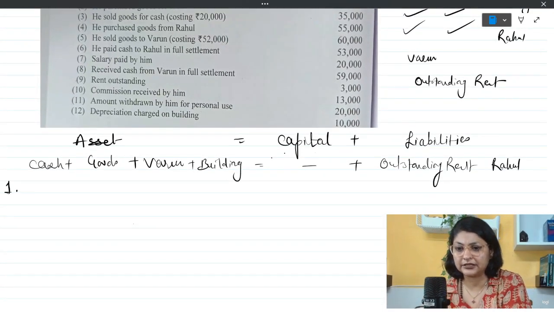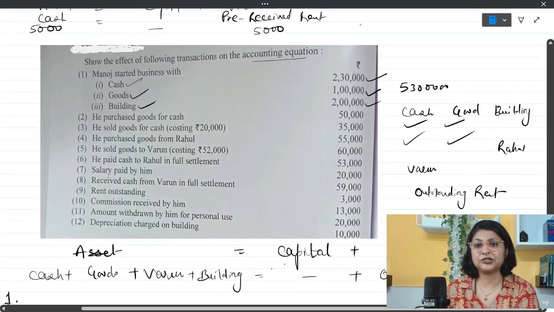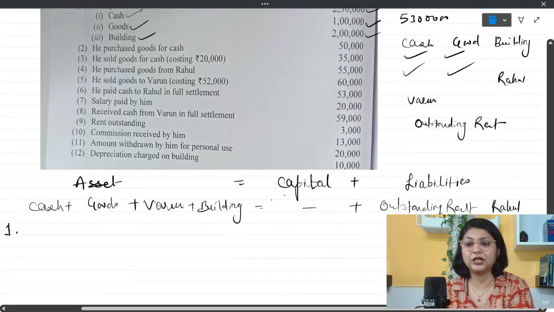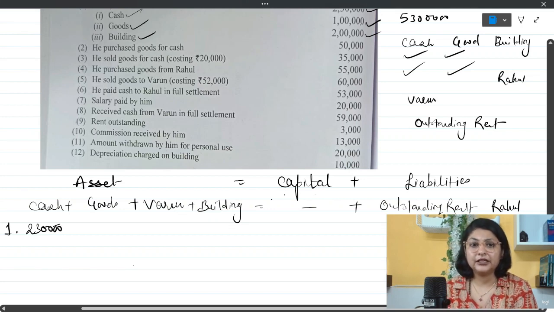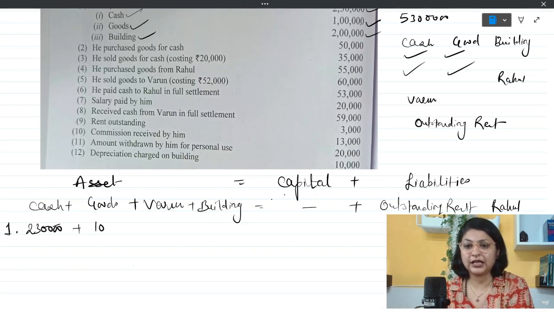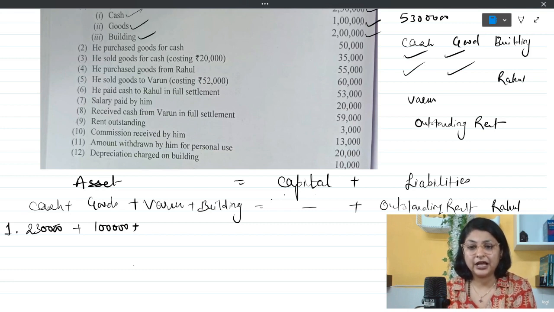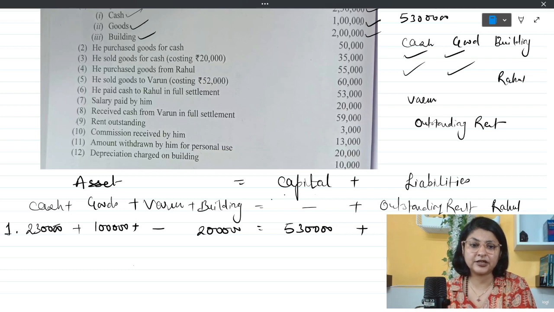So my first transaction is the starting of business. Started business with cash 2,30,000. I am adding 2,30,000 over here. Then goods were of rupees 1 lakh. I am adding goods of rupees 1 lakh over here, and I am adding the amount of building, 2 lakh. So all together this 5,30,000 will go to capital. This is my first transaction.